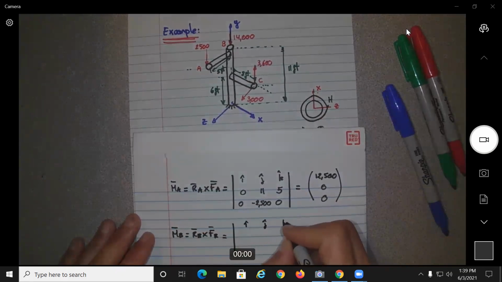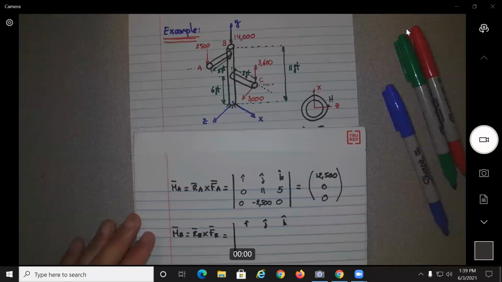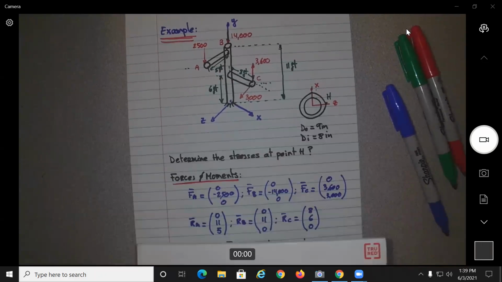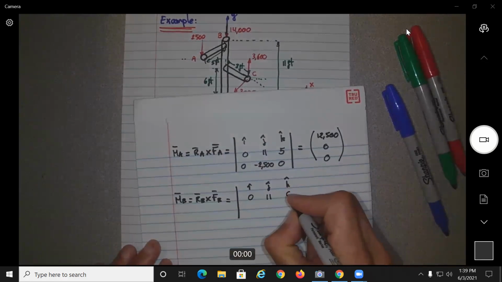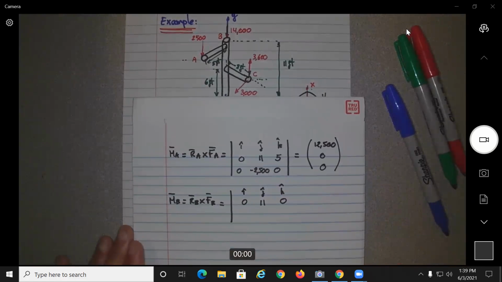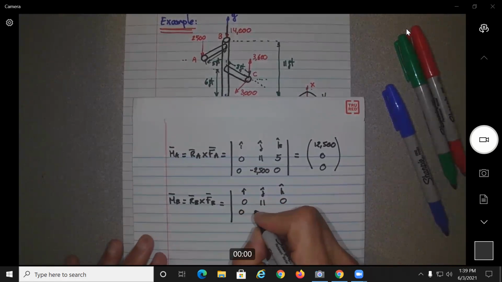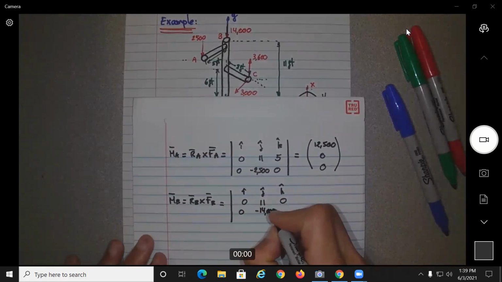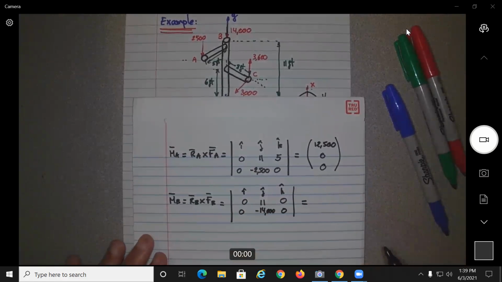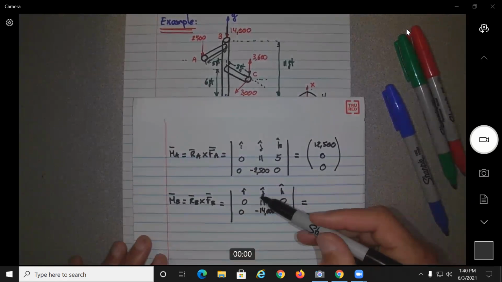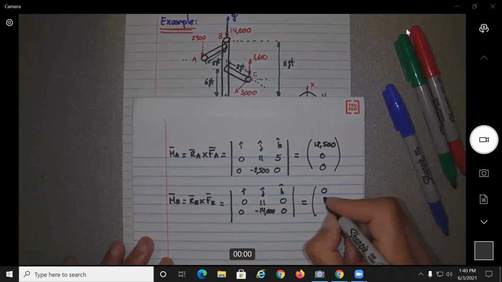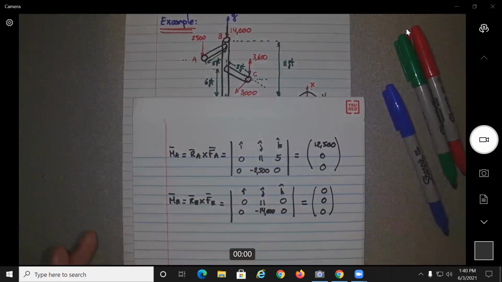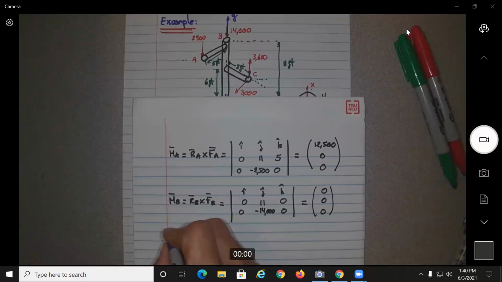I, J, K. R sub B is equal to 0, 11, 0. And the F sub B was equal to 0 minus 14,000 and 0. So if you look at it, no matter what combination you do, we're going to get 0, no? We get 0, 0, 0. But we can put a comment saying, okay, makes sense.